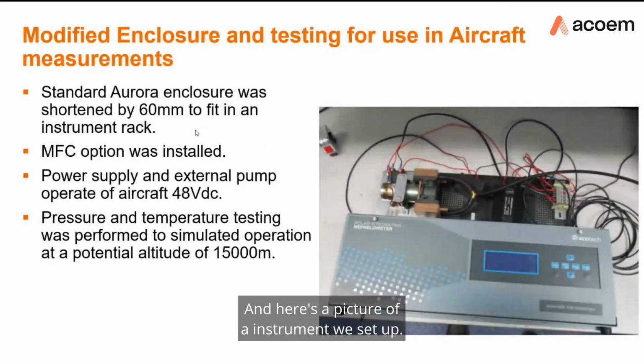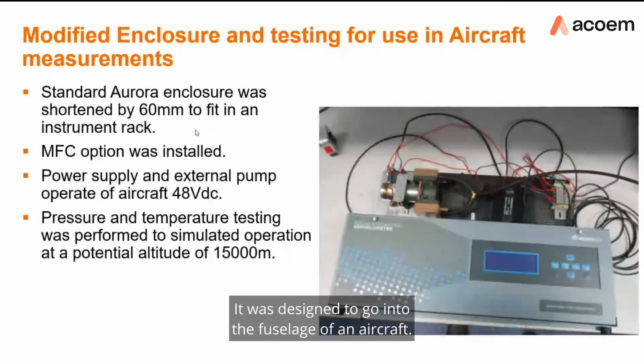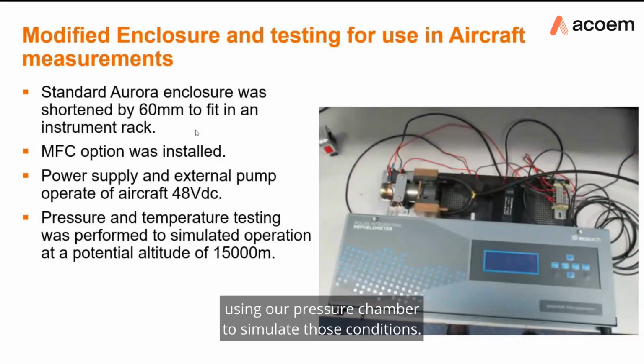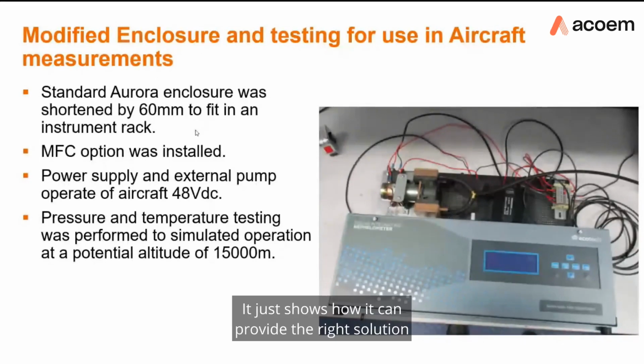And here's a picture of an example of an instrument we set up. It was an Aurora 4000. It was designed to go into the fuselage of an aircraft. We had to test it up to 15,000 meters using our pressure chamber to simulate those conditions. And we made the case a bit smaller. And it just shows how Ecotech can provide the right solution for whatever your research campaign may be.